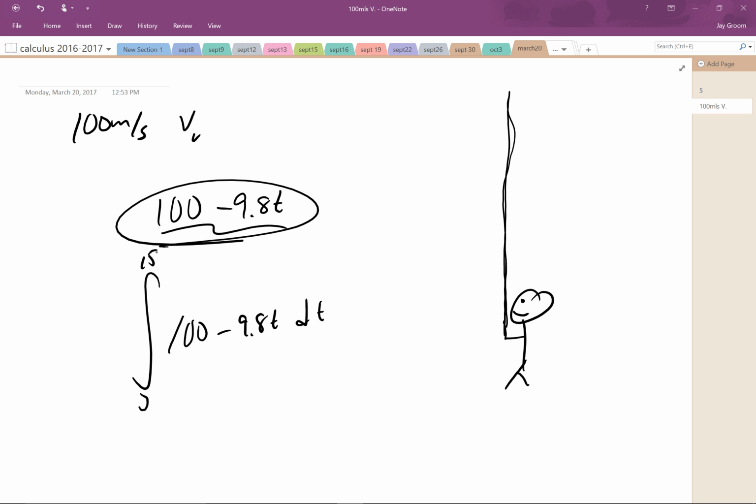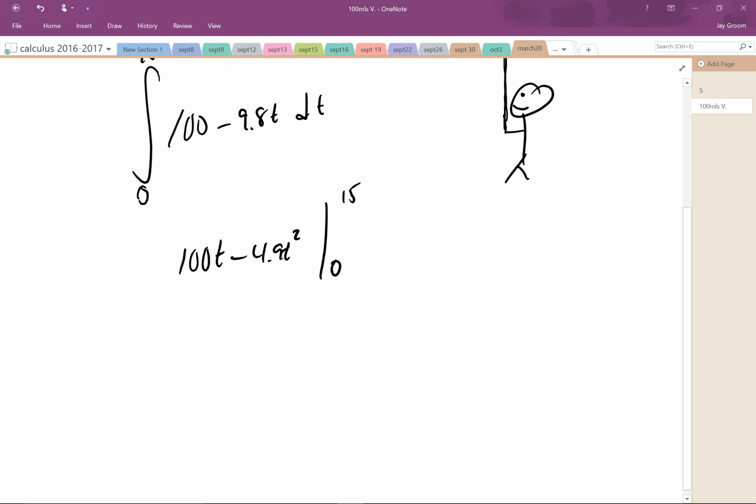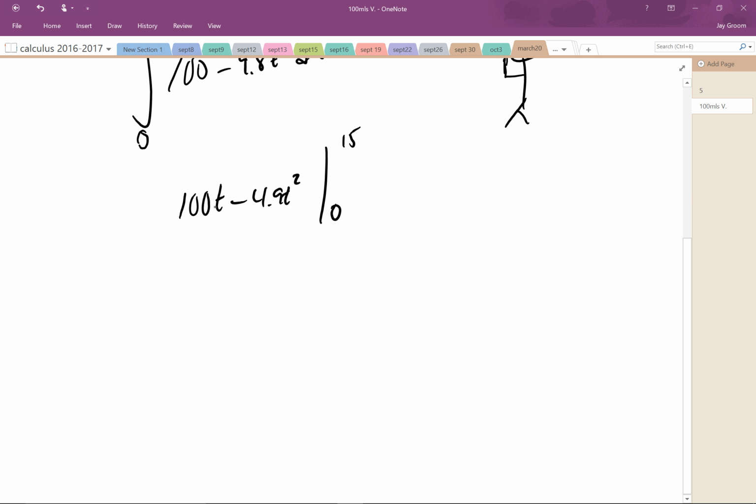Holy buckets. There you go. So it's 100t, right? Minus 4.9t squared. Who saw that coming? From 0 to 15. 1500, is that right? Of course it is. 225 times 5 is 450, it's 900, that's 1125-ish. If you're just now getting a calculator out, I'm going with 1125, I don't even care anymore.